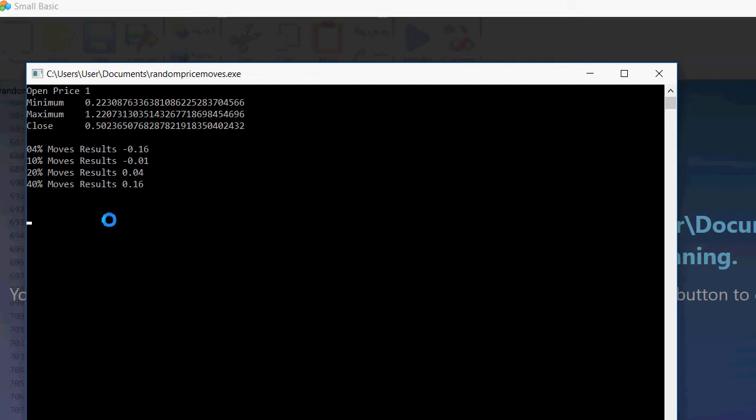A small losing market, 0.5. We can see, again, larger size moves winning. How has this changed? The only thing different is I saved the program. That's the only thing different from the last time I ran this.